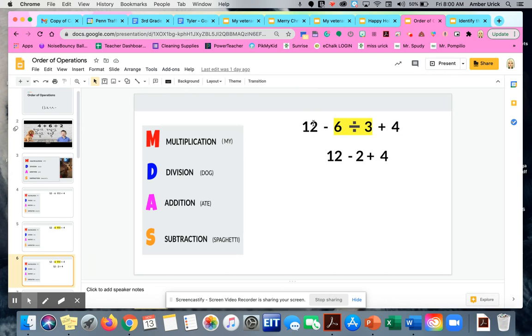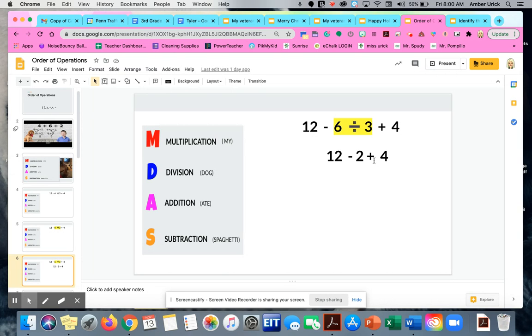Now I had to bring the 12 and the minus sign straight down. So 12 and minus still came down. I dropped the 2, and then I still had to bring the plus sign and the 4 down because we didn't solve that part yet, right? So now my new number sentence is a little bit smaller, and I have 12 minus 2 plus 4. You see how it made it shrink just a tad?